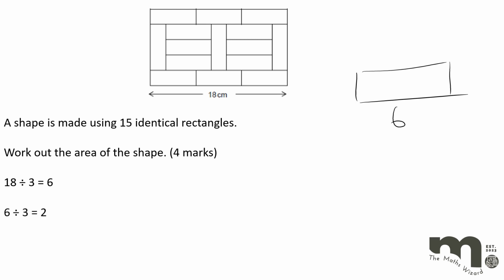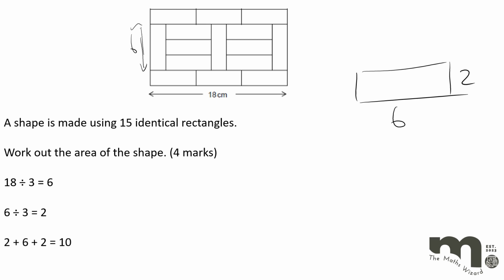Next step, if we do 6 divided by 3, that will tell us the shorter side there, which is 2. The reason I've done that is because now we know that the longer side on the rectangle is 6. We can see that the longer side is equal to 3 of the shorter sides. So now we know that they're 6 by 2.